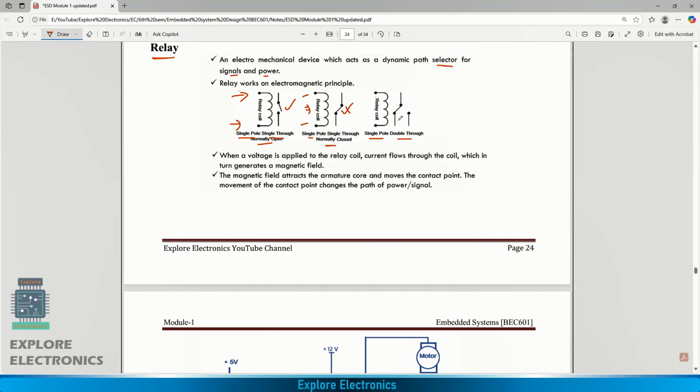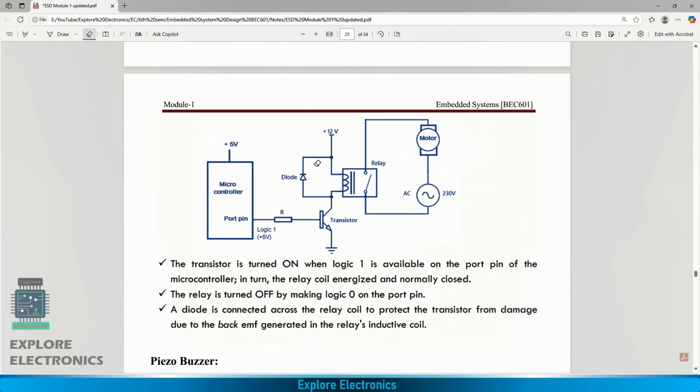Whenever we are going to energize this coil, it will be connected to the second pole, otherwise it will be connected to the first one. So there are three arrangements here, you can easily understand. So single pole single throw in the sense there is a single switch. Single pole double throw in the sense there is a two switch mechanism, right? Then we can also use it for any application like this.